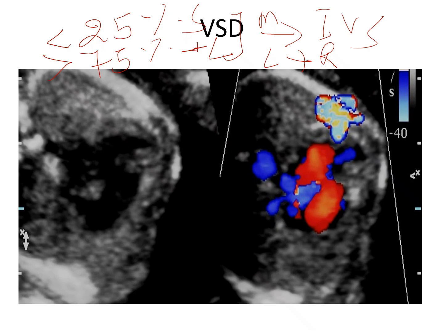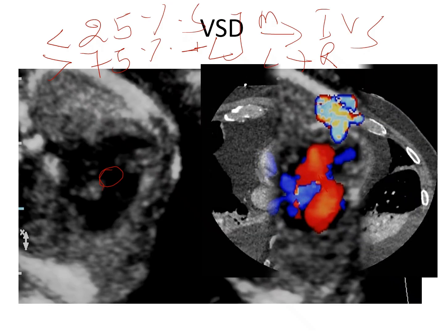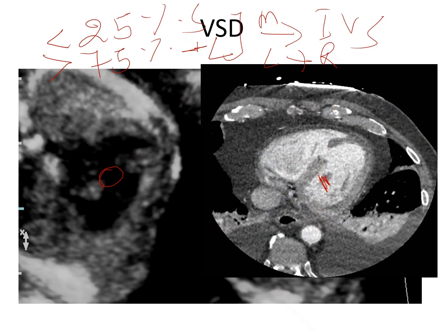In this image we can see there is a defect in the interventricular septum, and this is the color image showing the flow of blood from the left to right ventricle. This is the CT image showing a defect in the interventricular septum, and this is the mixing of contrast from the left to right ventricle.